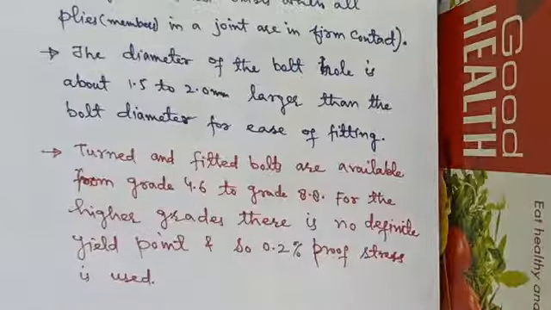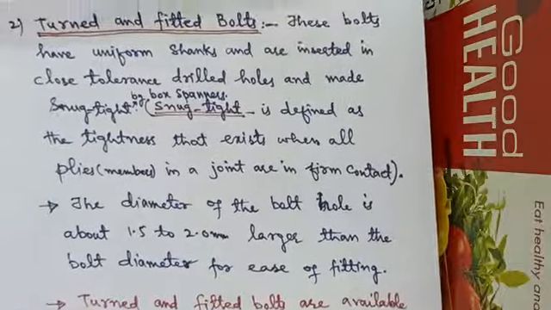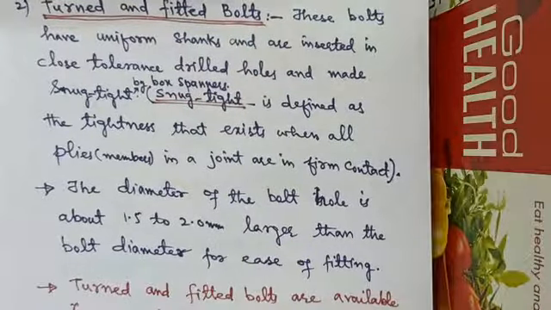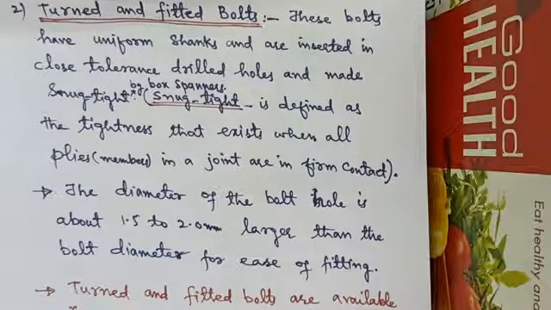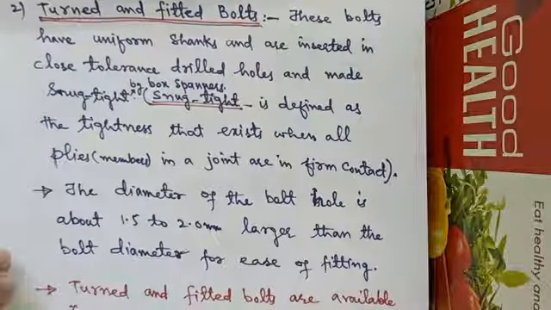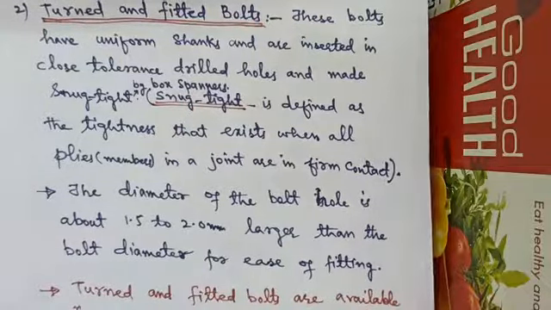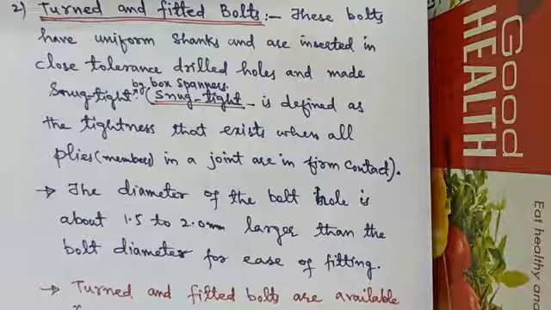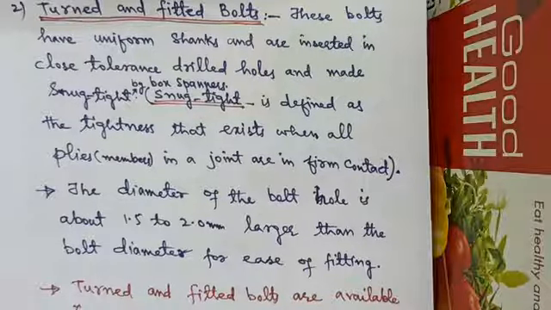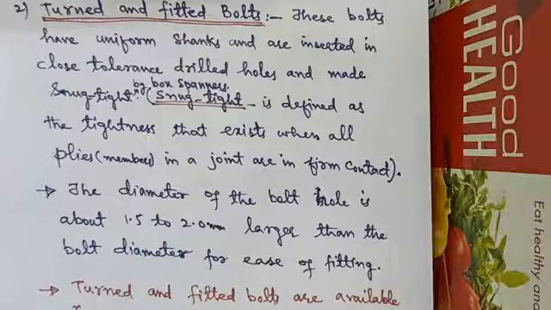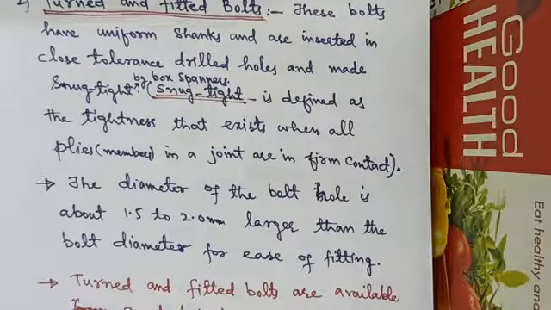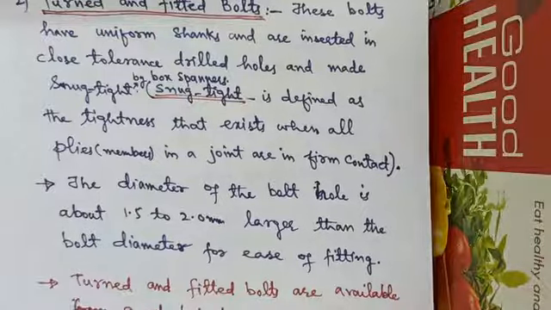Then we have turned and fitted bolts. These bolts have uniform shanks and are inserted in close tolerance drilled holes and made snug tight by box spanners. Snug tight is defined as the tightness that exists when all the plies or members in a joint are in firm contact with each other. The diameter of the bolt hole is about 1.5 to 2 mm larger than the bolt diameter for ease of fitting.